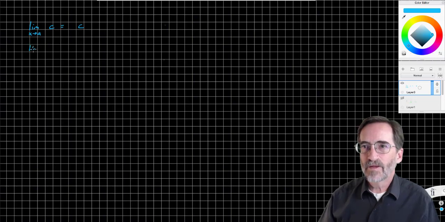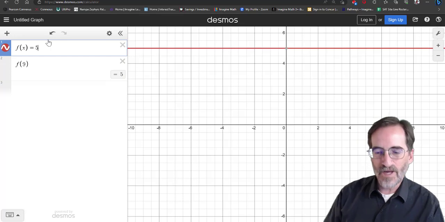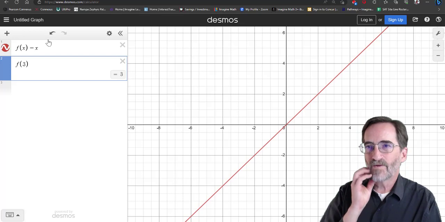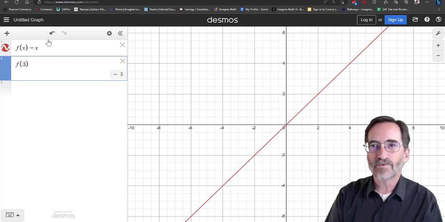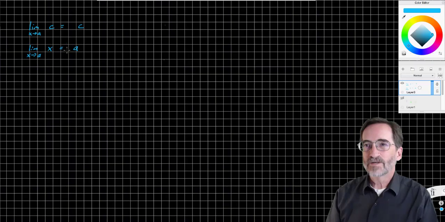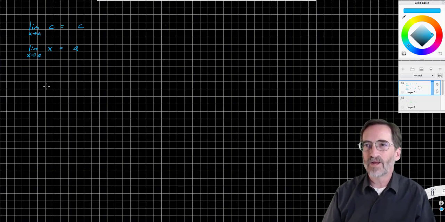The limit as x approaches a of the identity function, we'll call it x, is a. So if I say f of x equals x, and if x equals 3, then f of x equals 3. If x equals 5, then f of x equals 5. If x equals -2, then f of x equals -2. It doesn't matter what value you put in, you always get out what you put in. You put in a, you get out a.